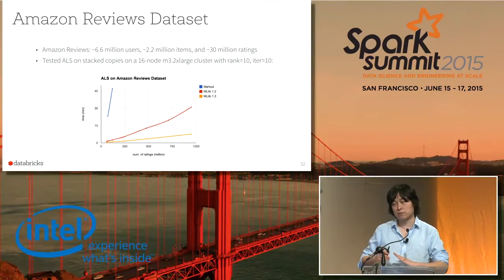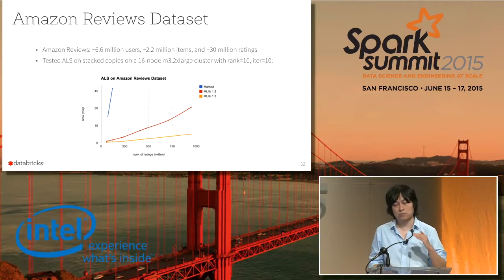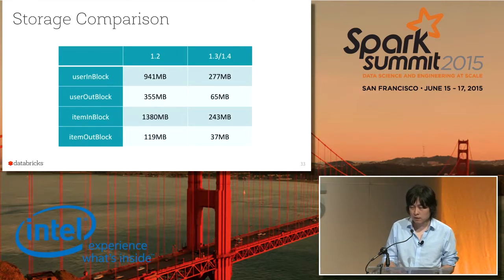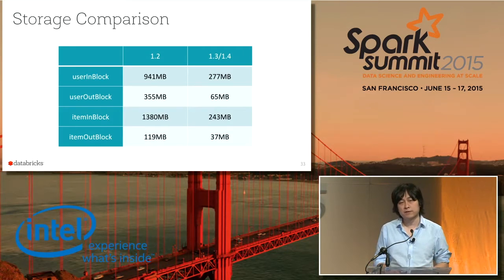But if we want to test data sets beyond that scale, we need to do some special tuning for that. But with 1.3, with the new implementation, it works very nicely and gives us about 4x at very large scale. And this is the storage comparison. You can see we save about 4x on the storage compared between 1.2 and 1.3.